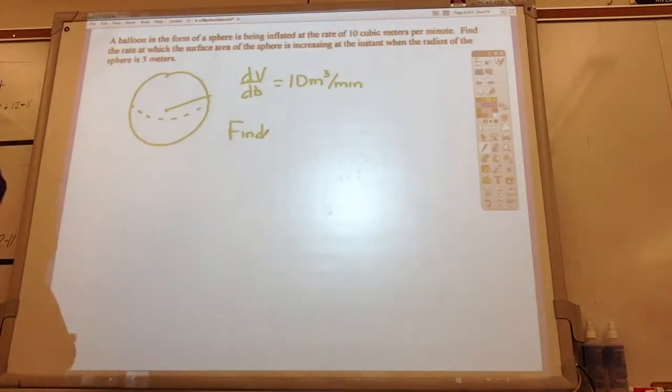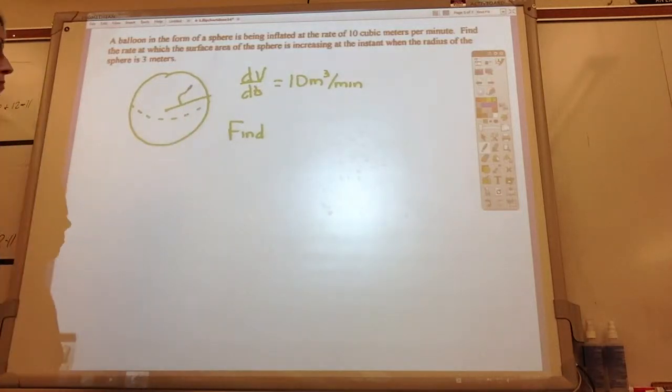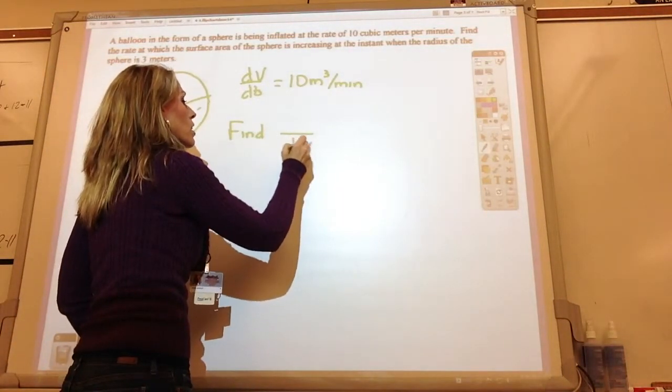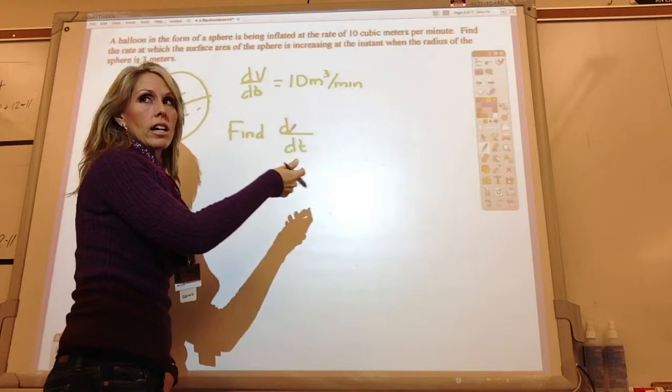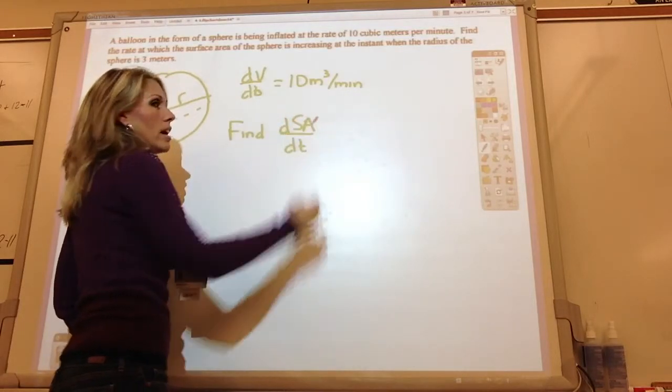Find the rate at which the surface area of the sphere, and I guess I should have labeled this with a radius, is increasing. Now, you guys can use whatever you want for surface area. Like some people would just do S or A. I actually do SA.